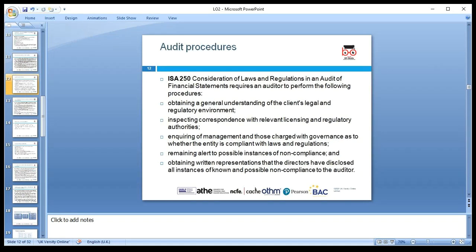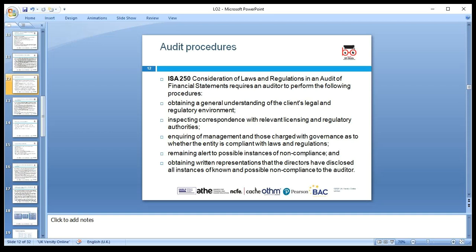Okay. Audit procedure: ISA 250, which is the International Standard on Auditing, is the consideration of law related to the audit of the financial statements. It requires the auditor to perform: obtain a general understanding of the client and the legal environment.